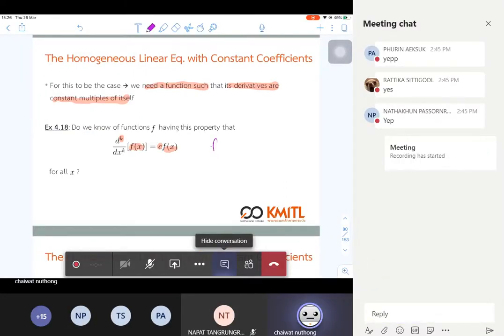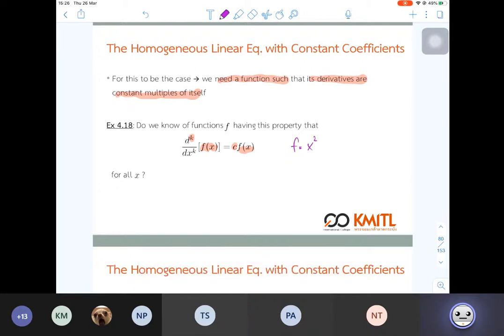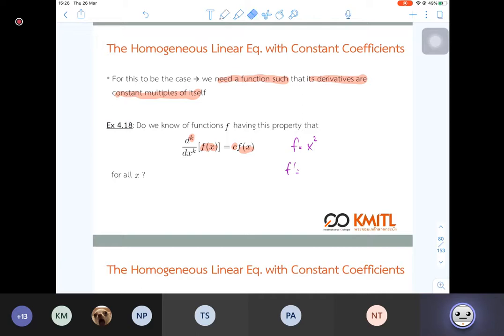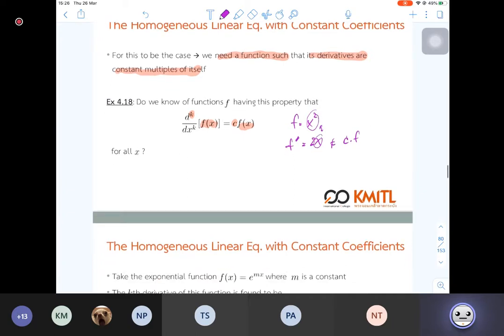So suppose let's try f of x equal to x squared. So what is f prime? What is f prime? 2x. But this cannot be written down as some constant times f, right? Because this is x squared. So it's a different function. So x squared might not be the case.